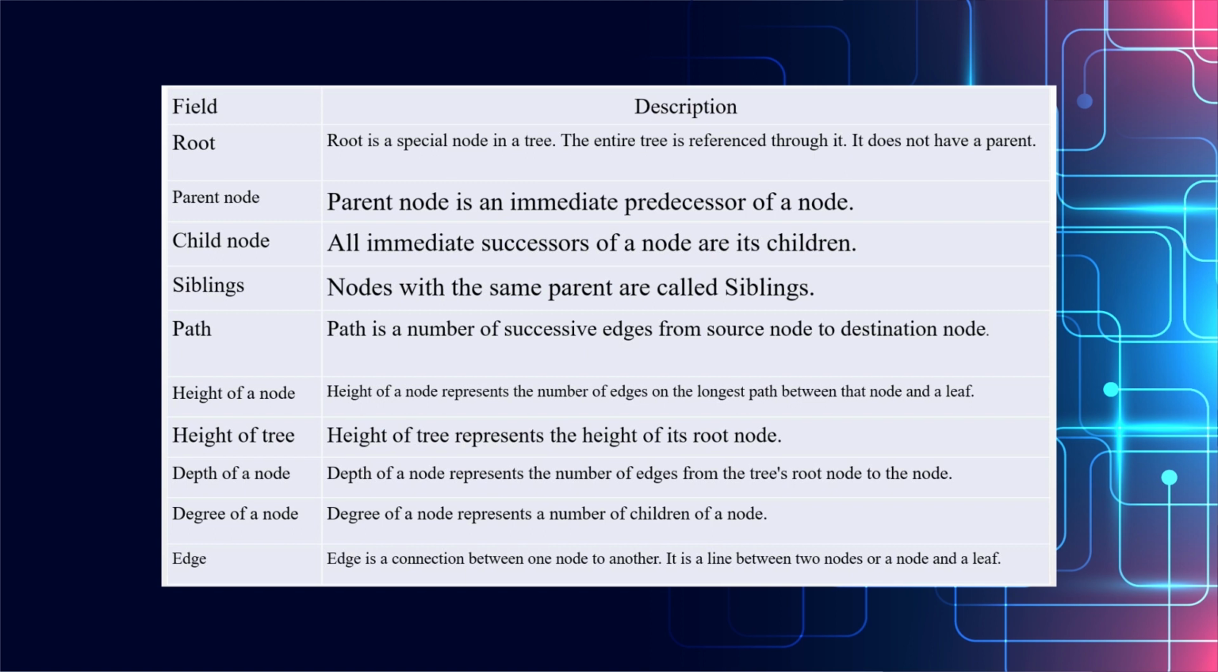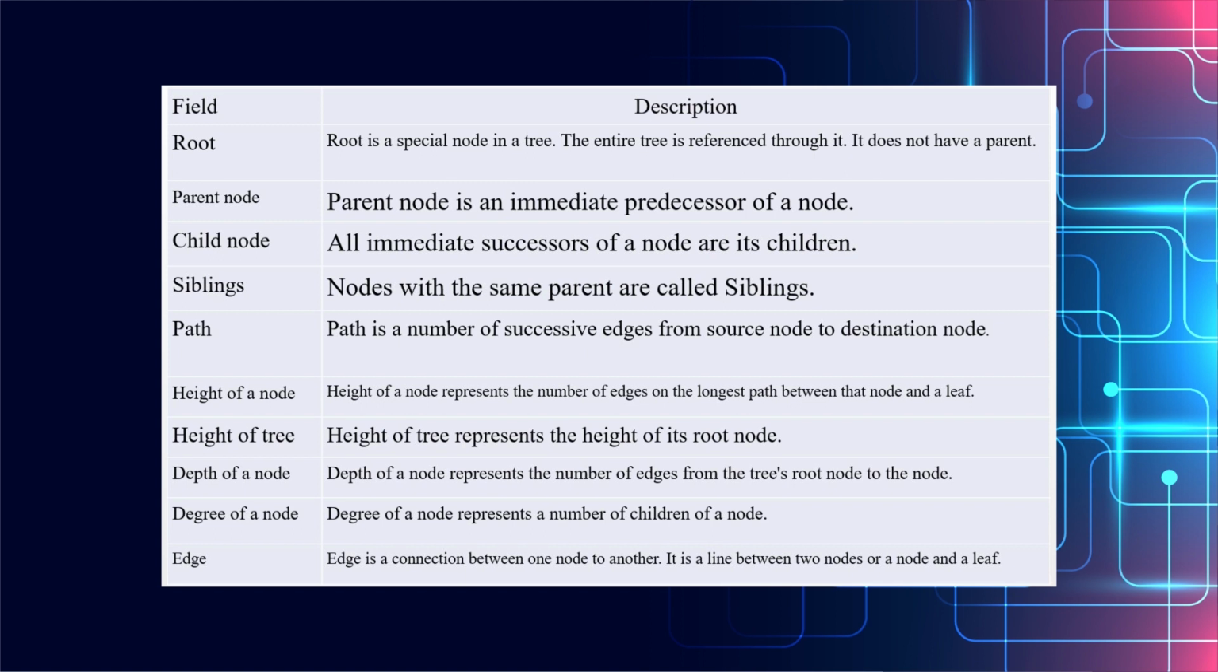Next one is path. Path is the number of successive edges from the source node to the destination node. Suppose when you travel from the root node to the grandchild node, you follow two edges, and the combination of two edges is called the path of that particular destination. So, source to destination is covered by the path, not by the edge. If we are using a single edge, that is called the edge, but a combination of two edges is called the path.